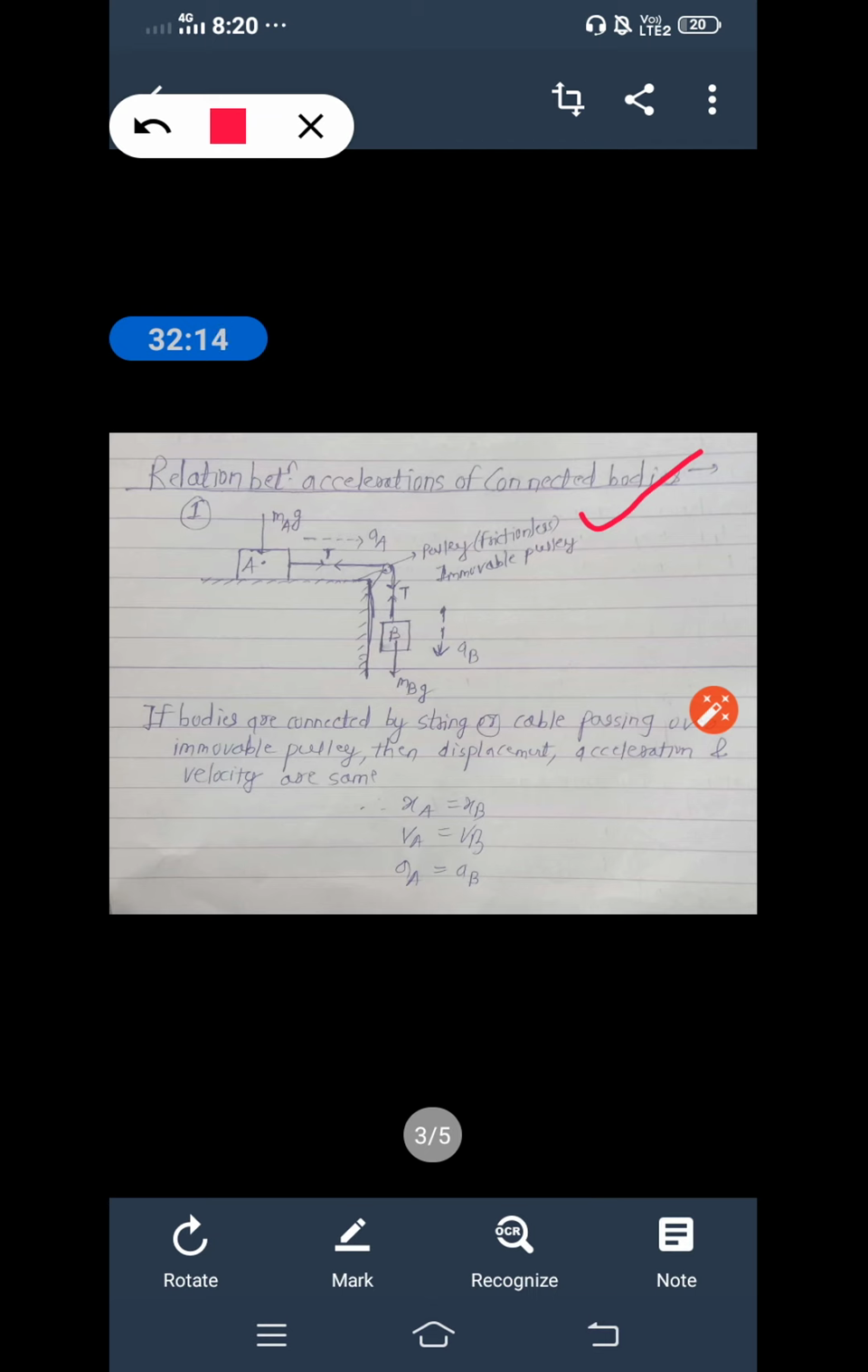Suppose the question gives an acceleration of 1 meter per second square, and they ask what is the acceleration of block B. There is no need to draw any FBD, no need to calculate any value. Directly we can say the acceleration of A is equal to the acceleration of B, because our pulley is frictionless and we already derived this. So friends, remember this concept, very important when solving objective questions.